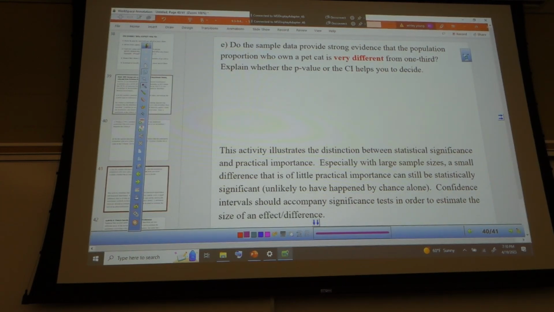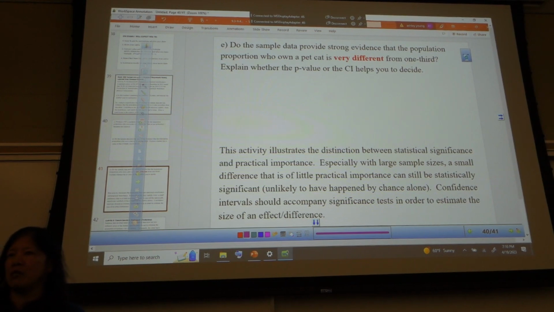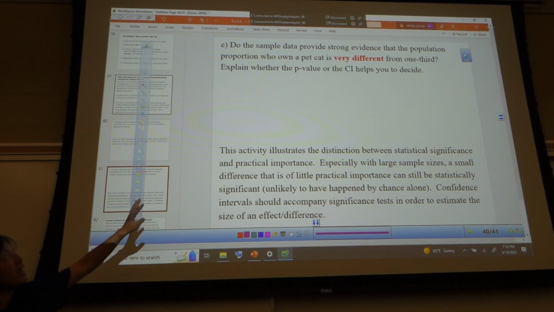Does the sample data provide strong evidence that the population proportion who owns a cat is very different from 1/3? So 1/3 is 33%. We'll call it 33%. In actuality, it's 30 to 31%. Is that a lot different? No. 30 to 31% is not that much different from 33%. It's pretty close. So does everyone kind of follow what we're saying? I mean, it's in the same ballpark. If I said, oh, about 1/3, and it's really like 30 or 31%, would you be like, no, it's what? So it's not that different.